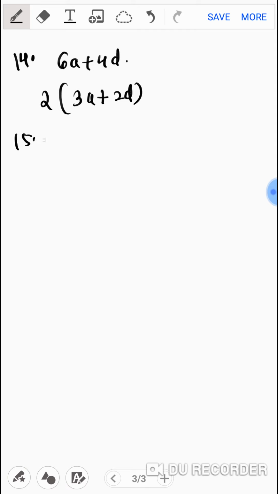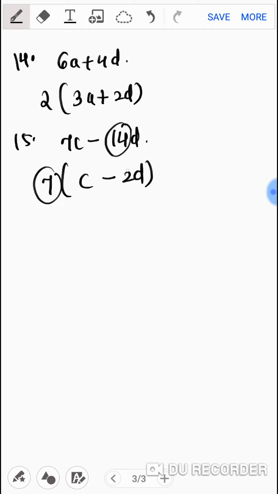I'll jump on to 14th, and it says 6a plus 4d. Yes, my dear kids, you can take 2. Inside will be 3a plus 2d. Next 15, 7c minus 14d. My dear kids, you can take 7 common. Inside will be c minus 2d. Are you getting my point? In the table of 7, 14 comes at 2, so 7 2s are 14.